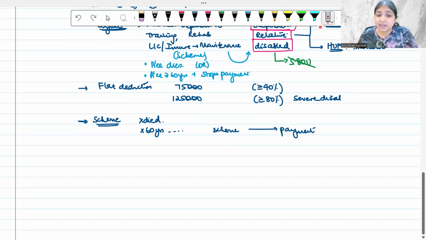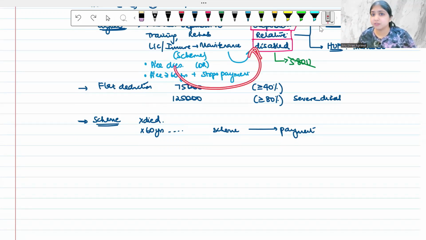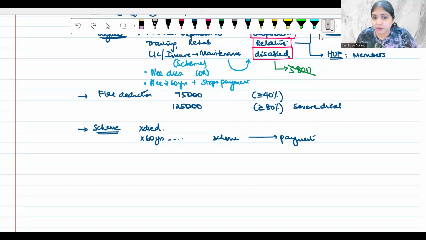Because under Section 80DD, what kind of scheme are we talking about? We're talking only about that scheme which releases money either after the assessee dies or after the assessee reaches at least 60 years of age and stops making the payment. What if even before that, the assessee has not died, has not reached 60 years of age, and before that itself the scheme has started releasing money for the maintenance of the dependent disabled relative? Then in that case, there is a violation.